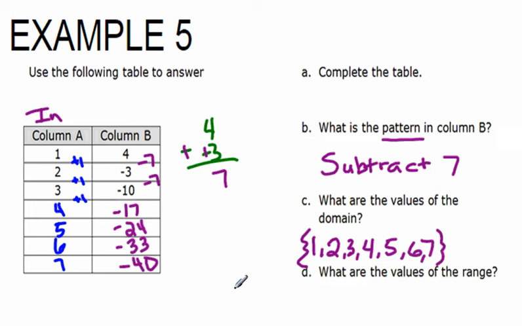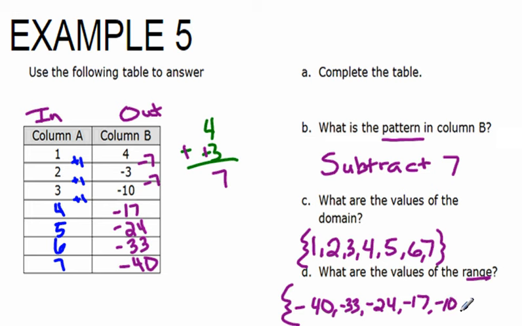There we go. And for the range, the values of the range is going to be our output, which is going to be our other column, column B. This one, we also want to list in order from least to greatest, but we have to be careful because we're dealing with negatives. And when you're dealing with negatives, the larger looking the number is, the smaller it actually is. So I'm actually going to start with my negative 40, and then negative 33, negative 24, negative 17, negative 10, negative 3, and positive 4.